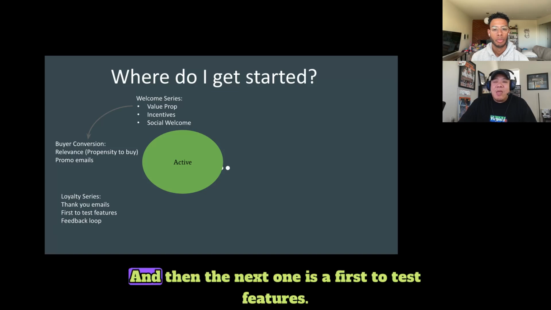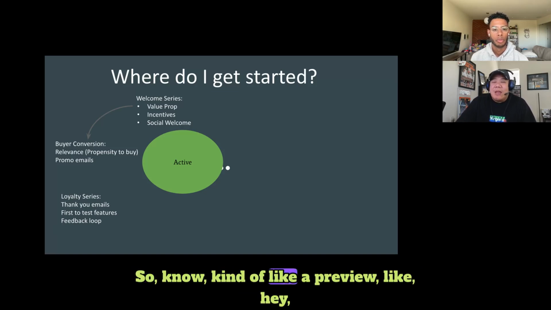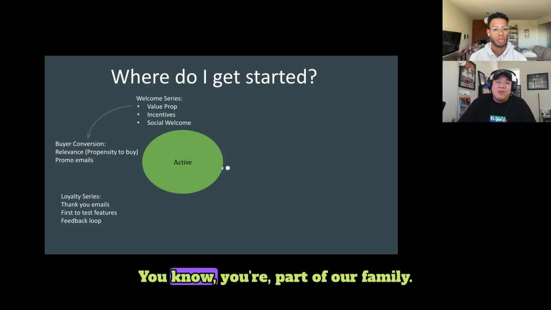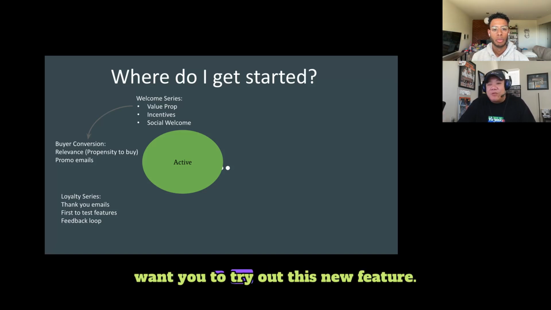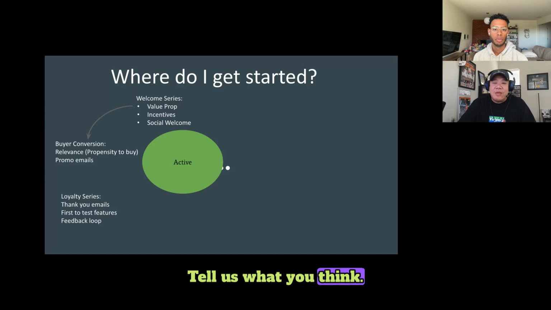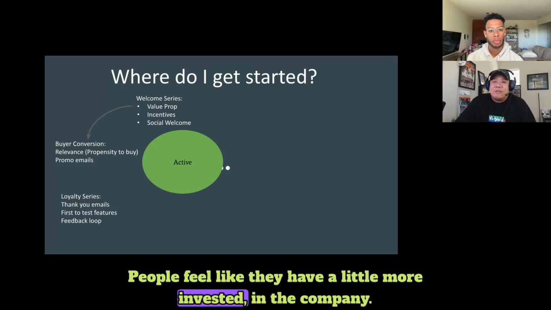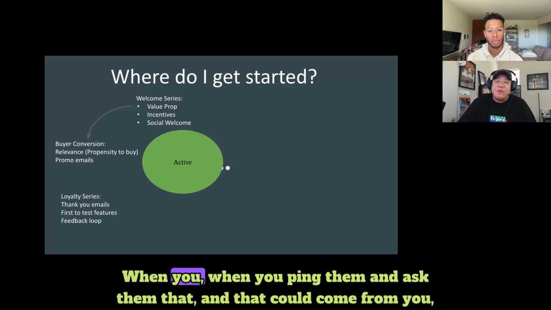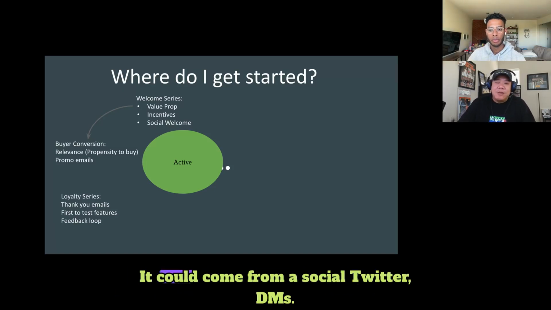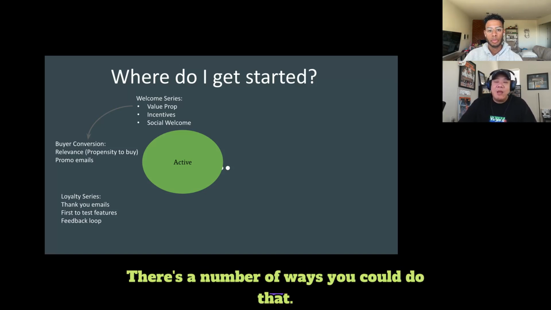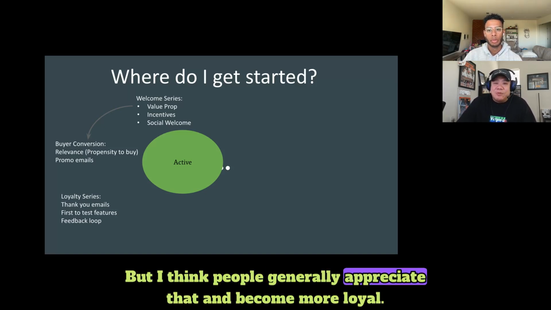And then the next one is first to test features. It's like a preview: hey, you're part of our family, we want you to try out this new feature, tell us what you think. That's the feedback loop. People feel like they have a little more invested in the company when you ping them and ask them that. It could come from you, a marketing email, or social, Twitter, DMs. There are a number of ways you could do that, but I think people generally appreciate that and become more loyal.